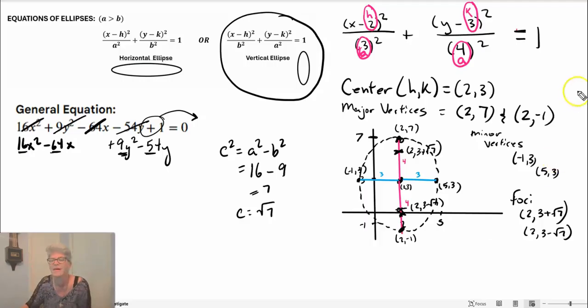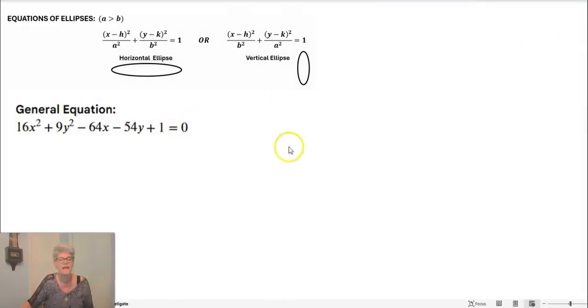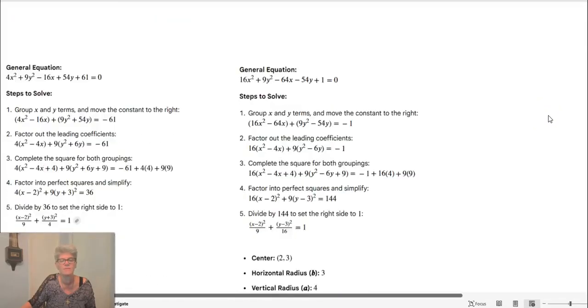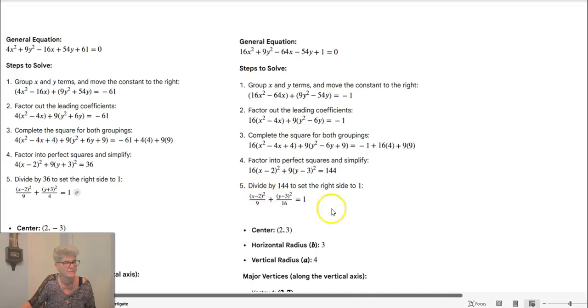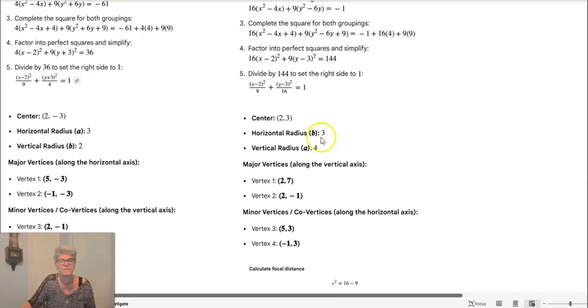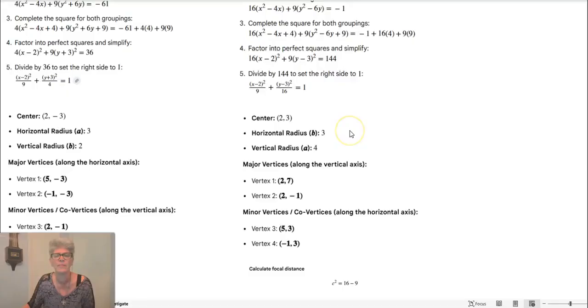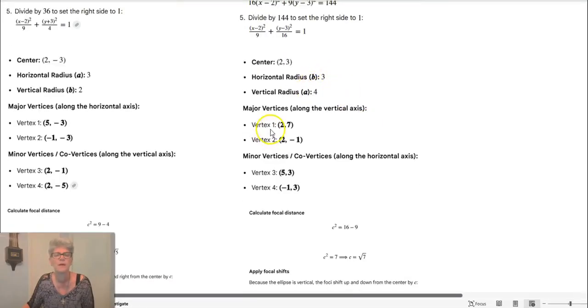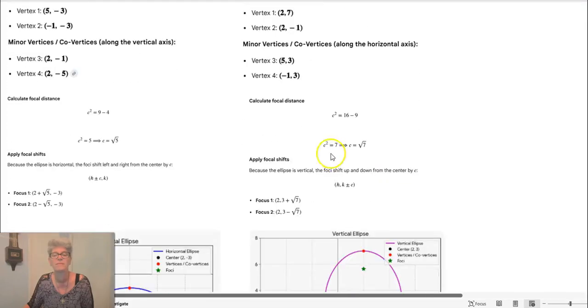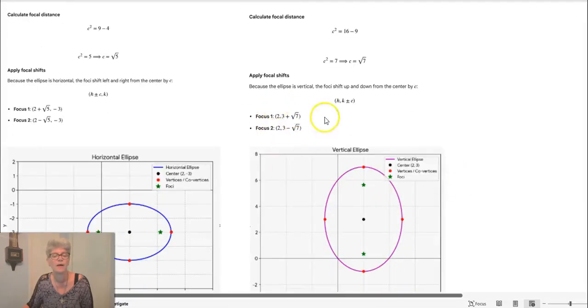Now let's check it. And this second problem was the one in the right column. Okay, so we got the correct standard formula, we got the correct center, and we got the correct lengths. The total length would be considered a diameter. Okay, so 2 times those. We got our major vertices and our minor vertices correct. We got the focal distance correct. And we got our coordinates for the foci correct.